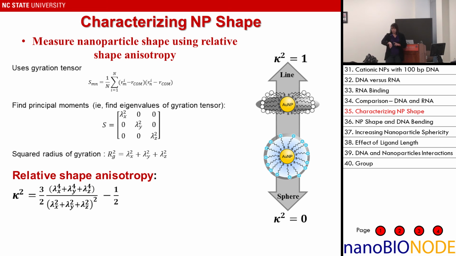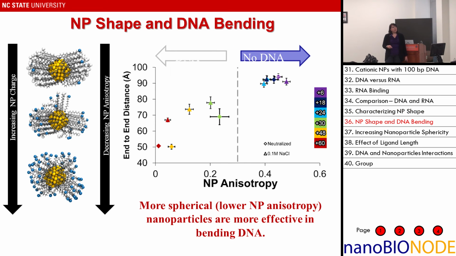Also, I'll just skip this, I think, and show you that we noticed that more spherical nanoparticles lead to much better folding in general of the DNA, much smoother folding. So the shape of the nanoparticles is important. So it's based on nanoparticle anisotropy. Because of this, we decided to look at two different cases.